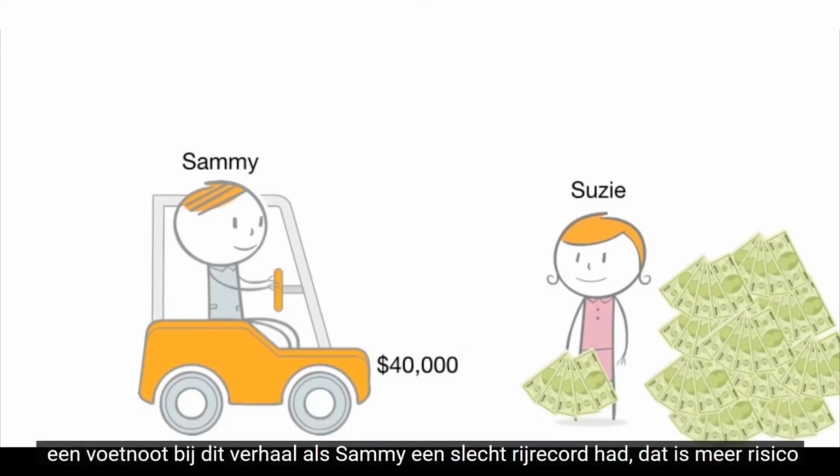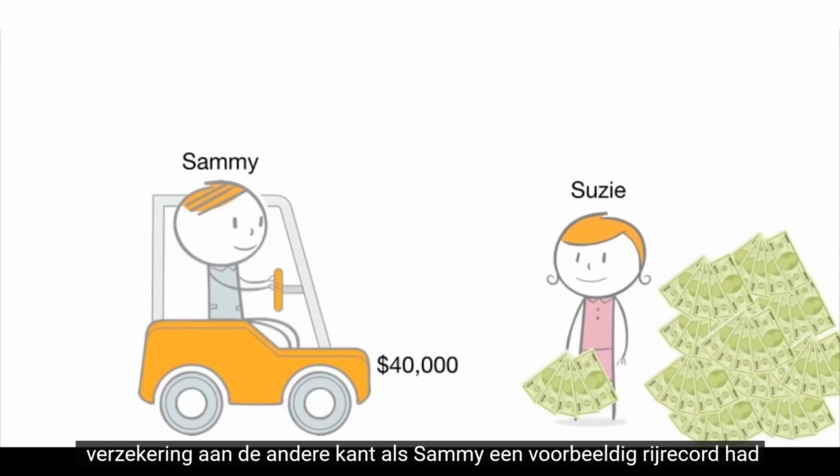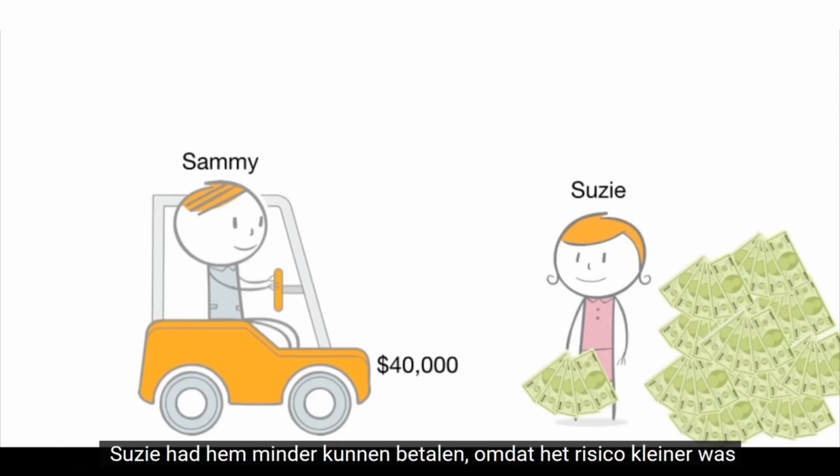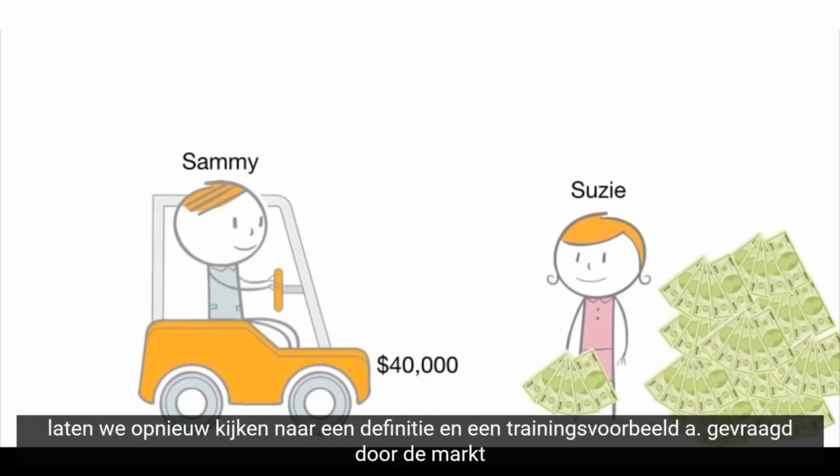And here's a footnote to this story. If Sammy had a poor driving record, that's more a risk to Susie, so she would have charged him more than $1,500 for the one-year insurance policy. On the other hand, if Sammy had an exemplary driving record, Susie could have charged him less, as the risk would be lower. Likewise, with put options, the higher the perceived risk, the higher the premium demanded by the market.